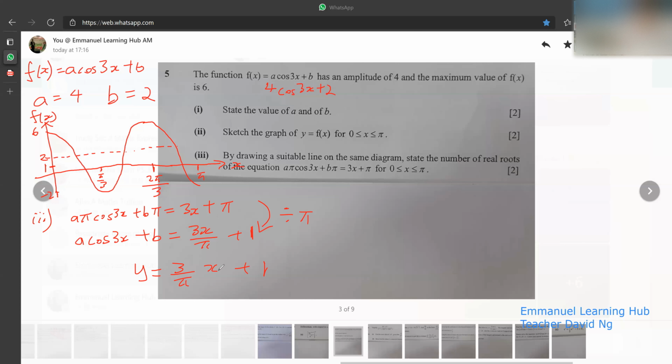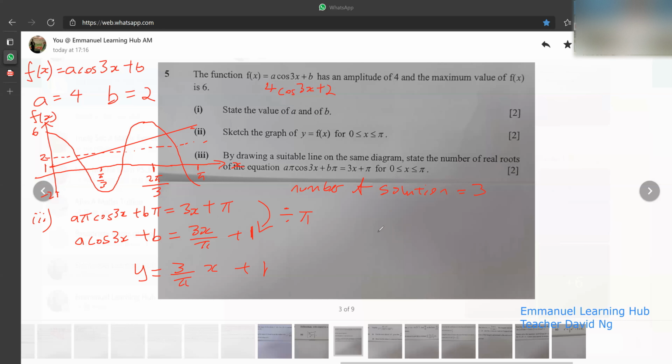When x is pi, the pi and pi cancel, and 3 plus 1 is 4. So when x is pi, it is at 4. 4 is here. So I just need to draw this straight line. Can you see my straight line? It cuts at 3 points. Cutting at 3 points means the number of real roots is 3. The number of solutions is the number of real roots.